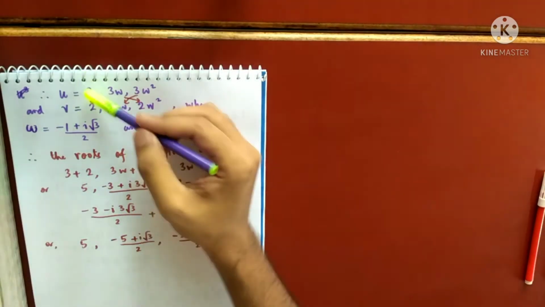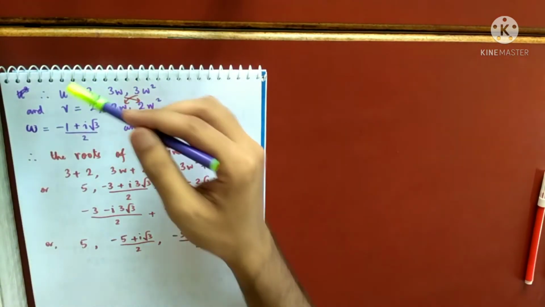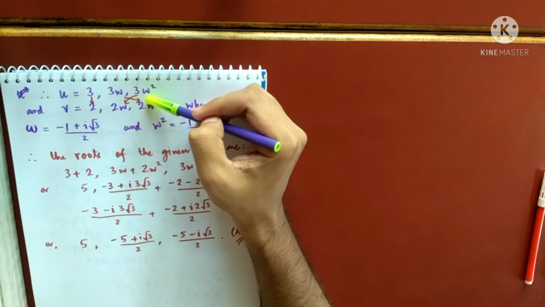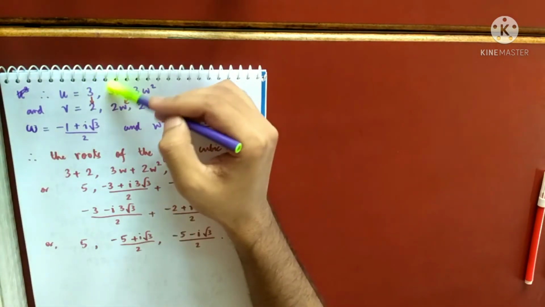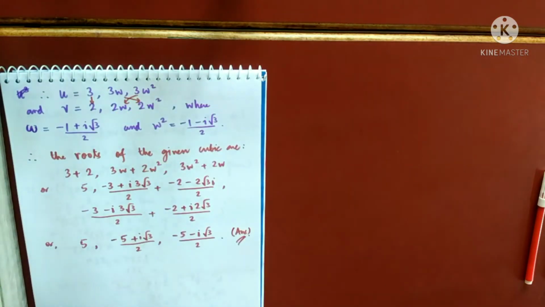So please be careful while making the pairs. Do not take the pairs this way. You have to make pairs in such a way that their product is the same as u into v given originally. So u into v was 6, so you have to choose those pairs whose product gives you 6. So always keep that in mind.